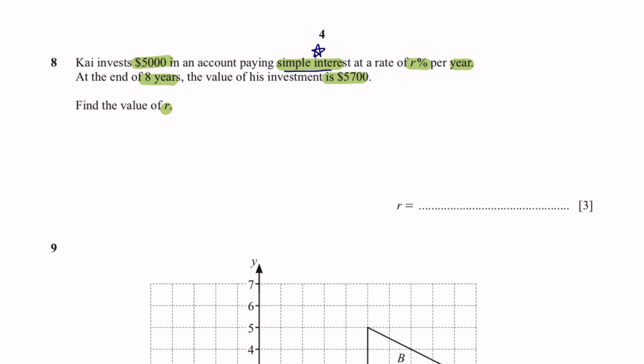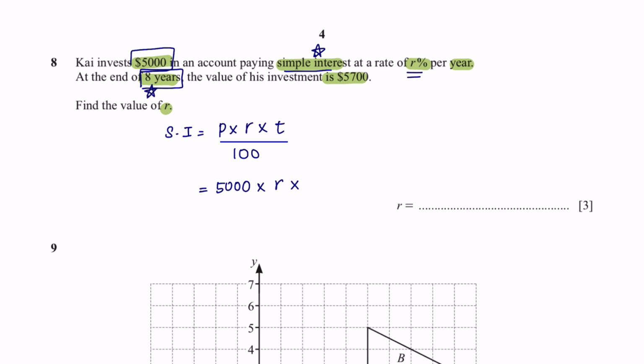So let's first write down the formula for simple interest. The principal is the amount of money that is being invested, so that would be 5,000. The rate percent is what we're looking for, so we're going to leave it as unknown R. At the end of 8 years, 8 here is the time over 100. And the value of the investment after 5 years is 5,700.